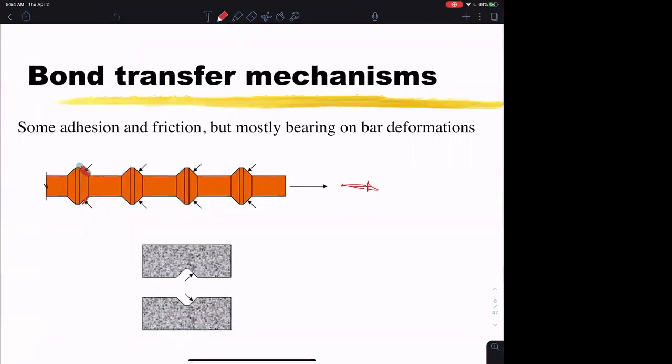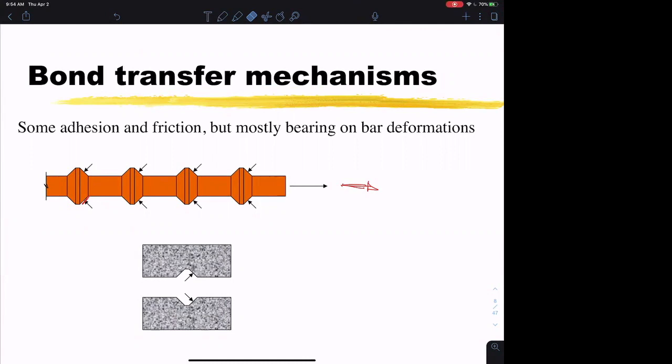And I'm back. I don't know what happened. I had to quit Notability and come back. Back to what we were talking about. Our bars are not actually smooth. They have ribs on them. And I've idealized them with this drawing here.